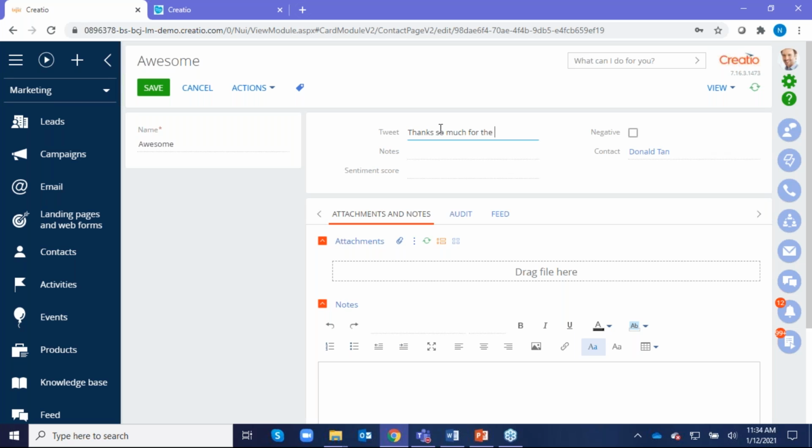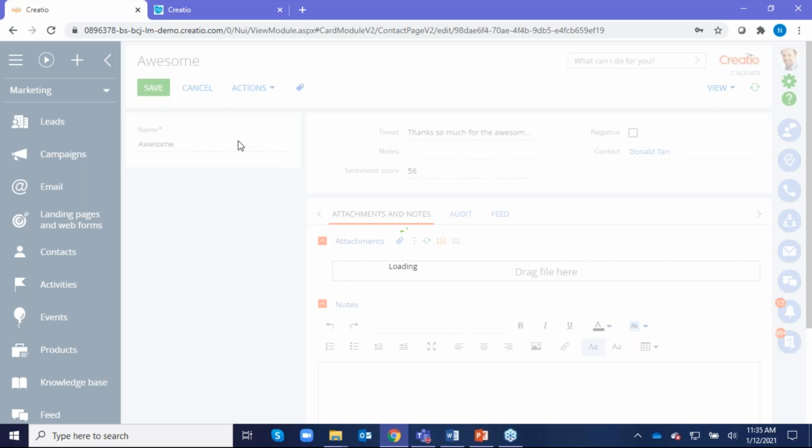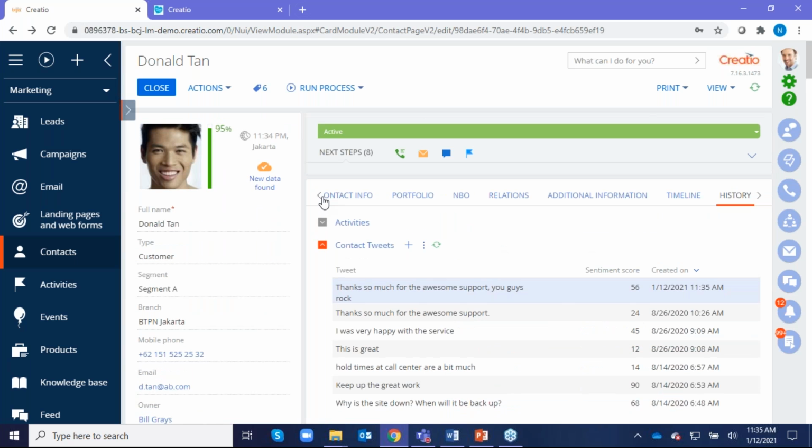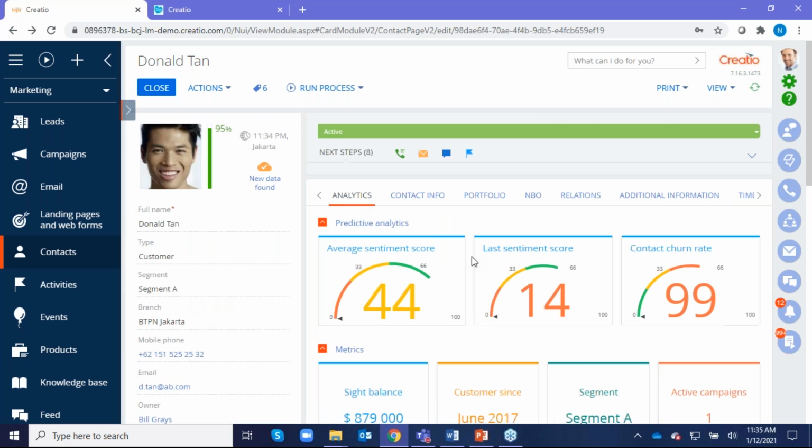for the awesome support. And of course, this is happening on Twitter, and this information is being pulled from the Twitter account. Let's say the sentiment analysis is 56 or so, then click save, right? What is happening right now is that as soon as the tweet is recorded, in the background we are running the workflow, and then using business processes, we are recalculating the average sentiment score.